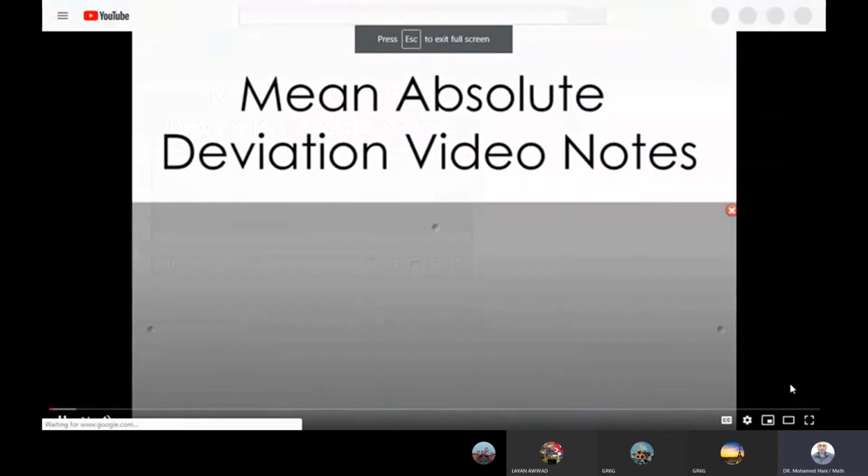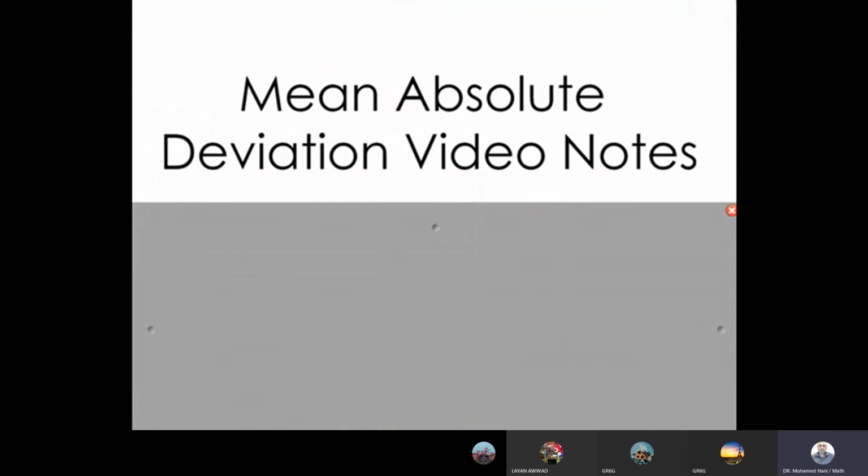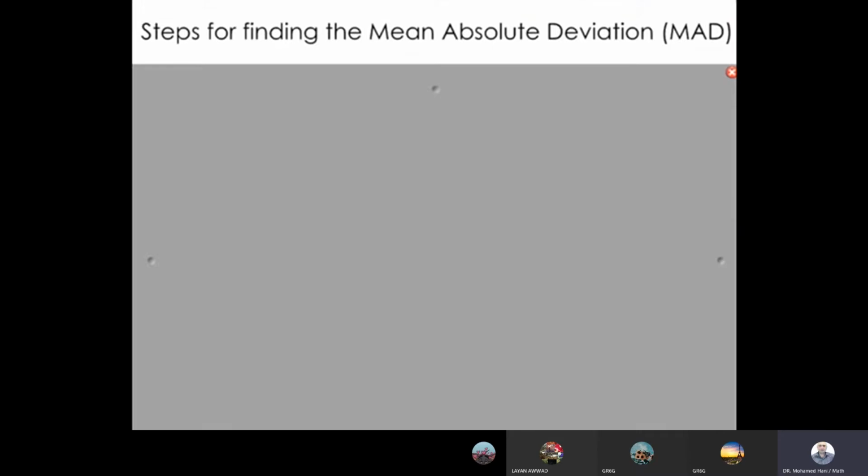In this video, we're going to talk about mean absolute deviation. We're going to start off with a definition, and then we'll look at the steps on how to find it. So the mean absolute deviation is a way to measure the variation within a data set. It's going to represent the average distance between each data point and the mean. There are 3 main steps that we're going to look at to find mean absolute deviation.